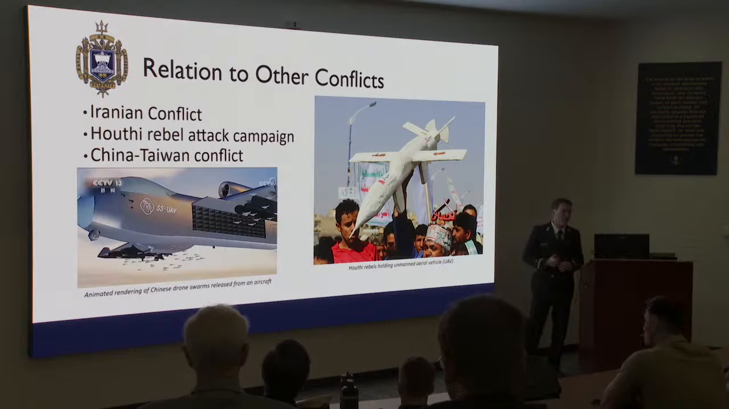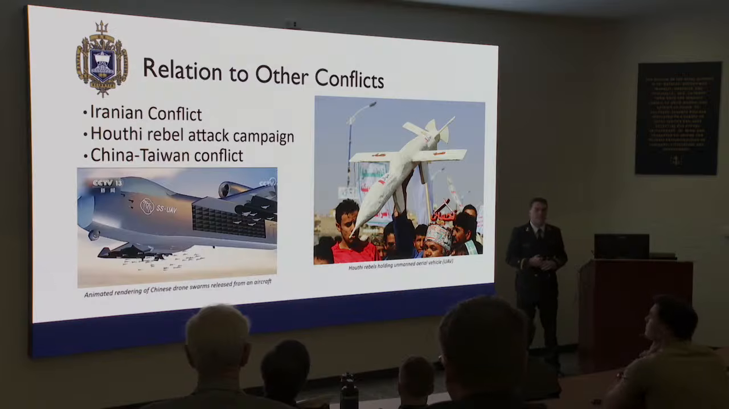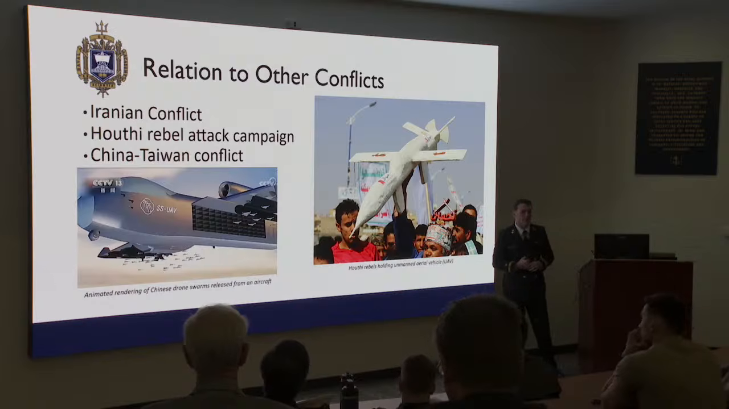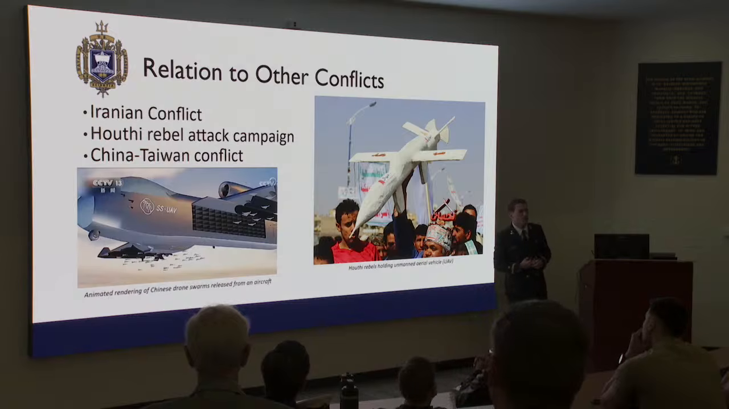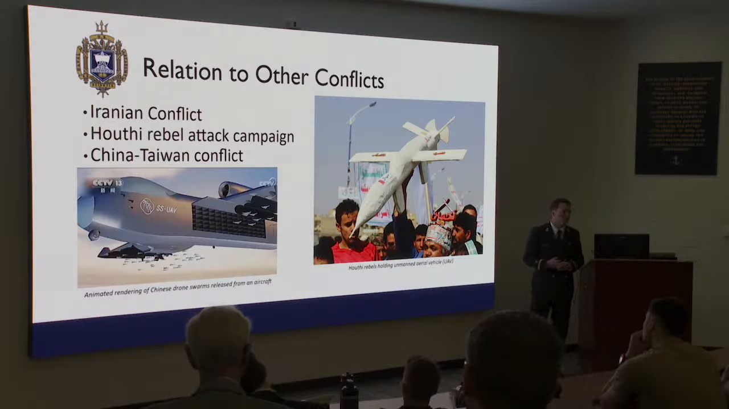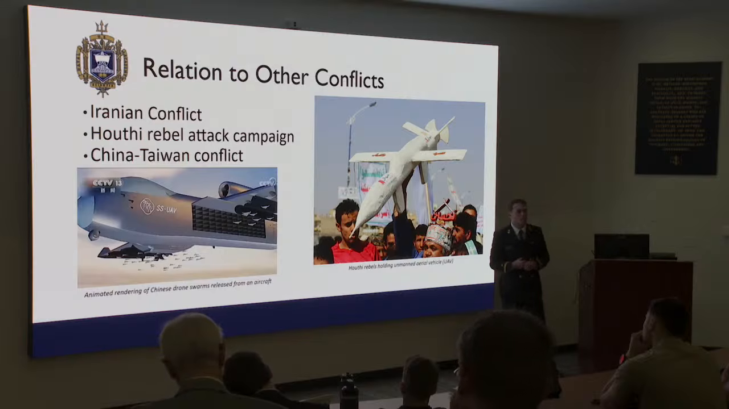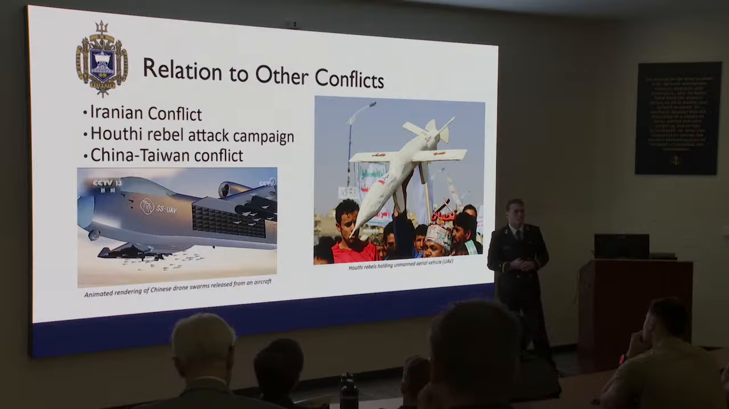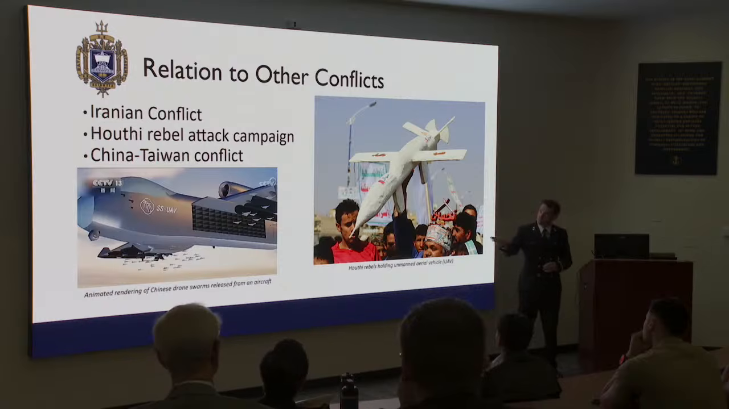Lastly, the China-Taiwan conflict. China has a very large military-industrial base, and they will have the ability to produce millions of drones to utilize if a conflict between China and Taiwan ever occurs. If this conflict occurs, we will absolutely see pretty high levels of drone warfare.